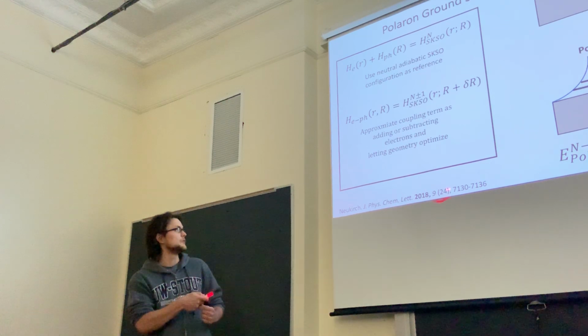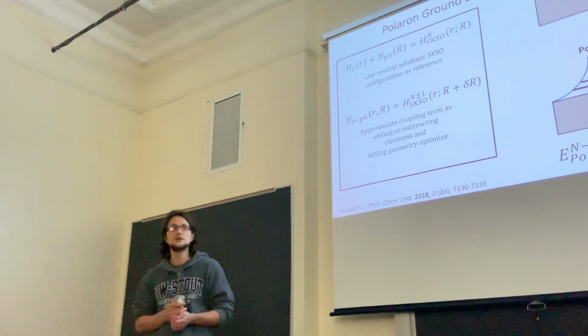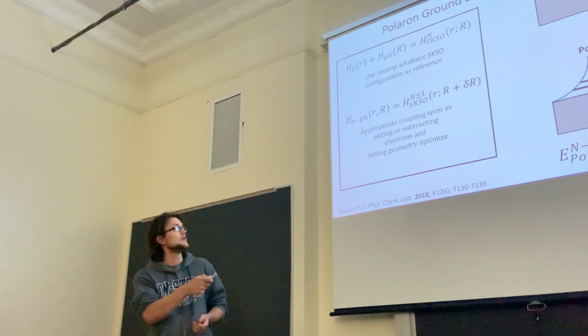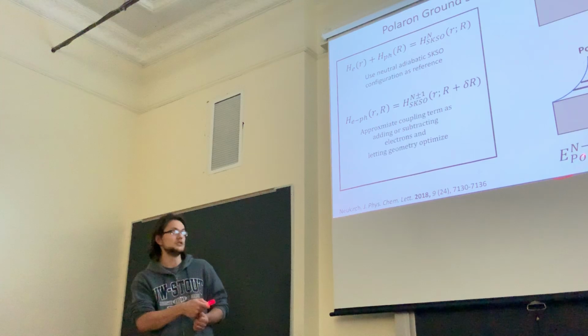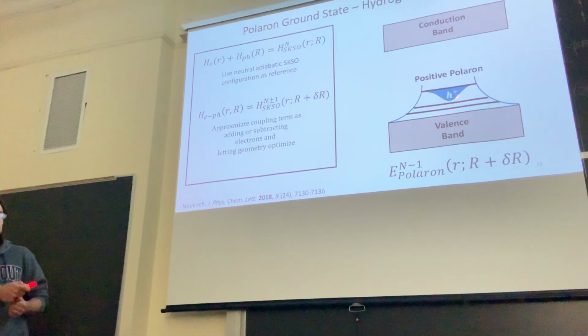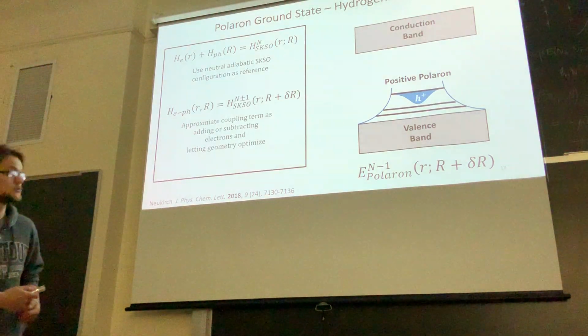And then there's a similar group earlier, or reported this year, that uses a similar methodology as we do. And this is just an example for a positive polaron. So we remove one charge, so we create a hole state, and then we just re-optimize the model around that charge.